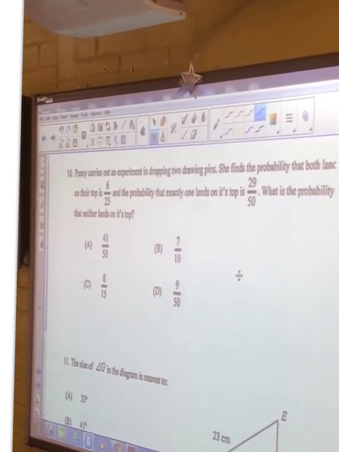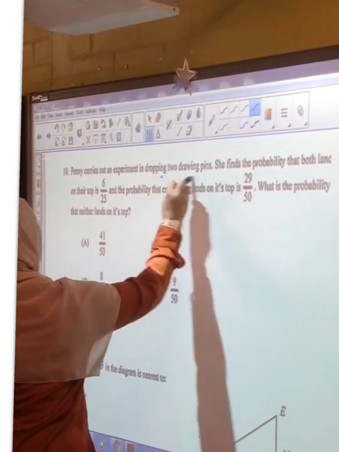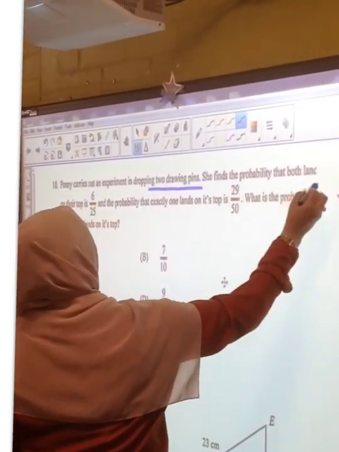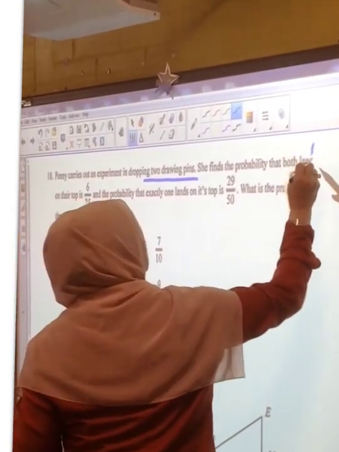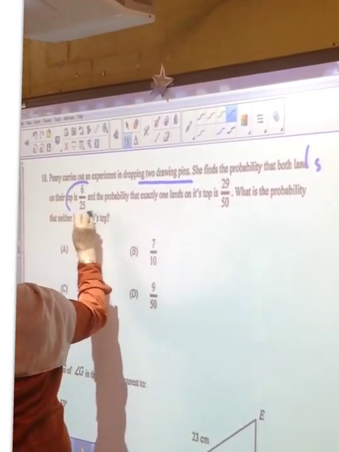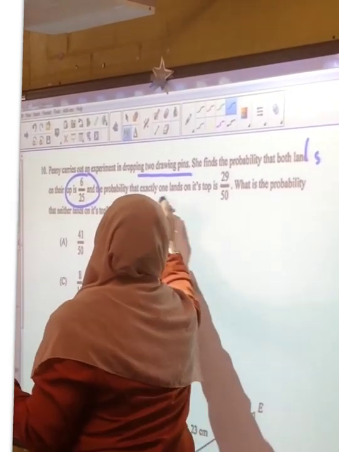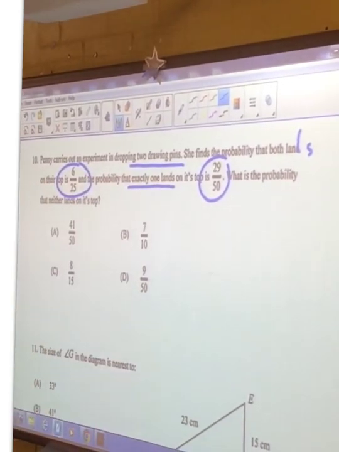Penny carries out an experiment in dropping 2 pins. All right, so we can do it with the tree diagram, first and second. She finds the probability that both of them land on top. That's when both of them land on top. And the probability of exactly one landing on top is 29 out of 50.